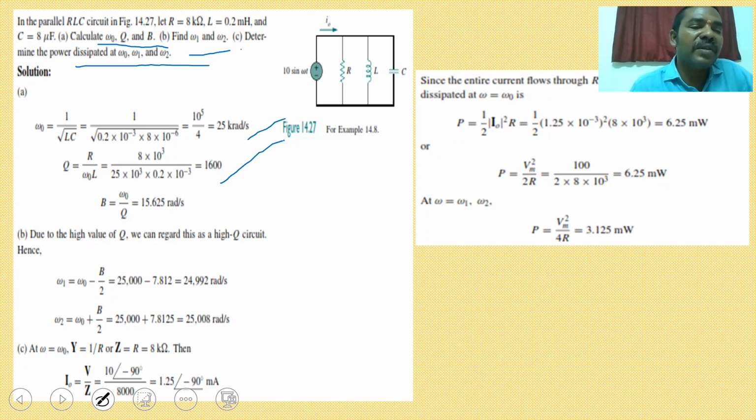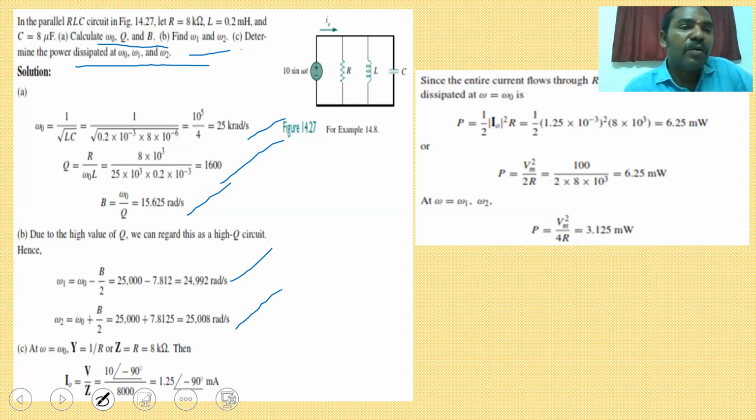Then bandwidth is equal to omega naught by Q. So that is 25,000 divided by 1600, so you are getting 15.625 radians per second. Then the lower and upper half power frequencies: omega 1 is equal to omega naught minus bandwidth by 2. Similarly omega 2 is omega naught plus bandwidth by 2. So we are getting omega 1 as 24.992 and omega 2 as 25.008 radians per second. So these are the omega 1 and omega 2 values.